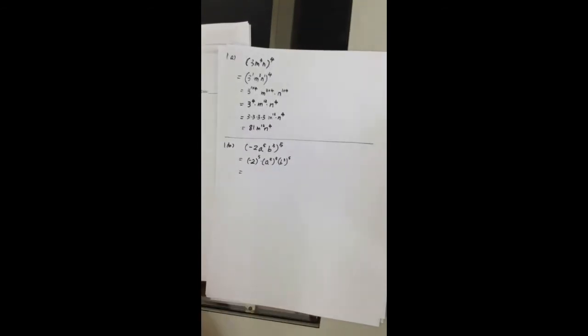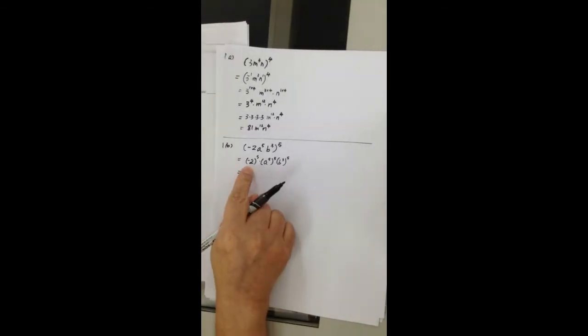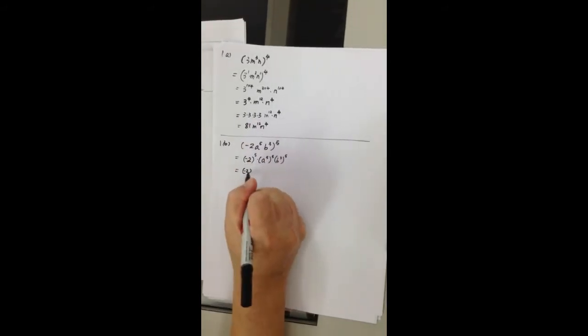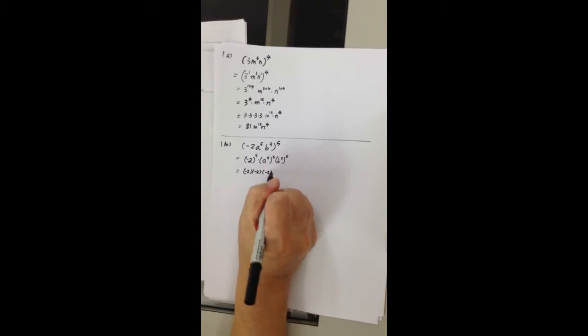The first one, negative 2 to the power 5. As I said before, it means negative 2 times itself 5 times.